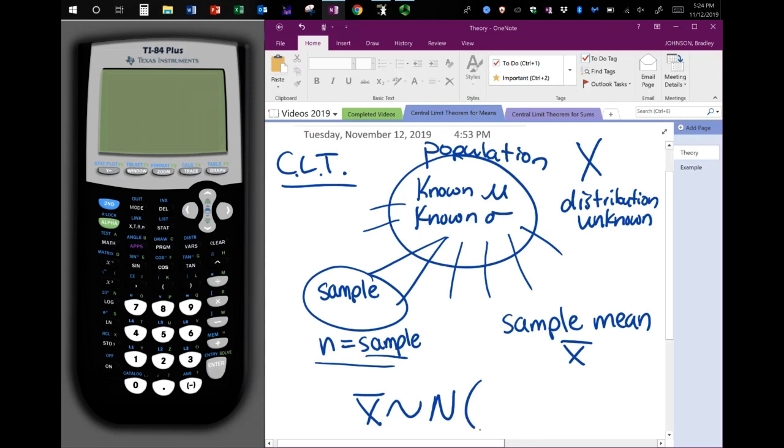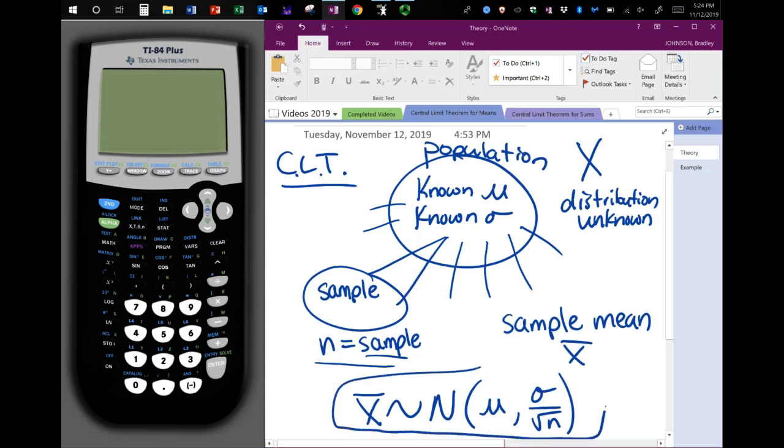So what ends up happening is that X bar is distributed normally, and if you think of sample means, the mu stays the same, but the standard deviation actually gets smaller. Everything shrinks closer to that true mean. And the standard deviation would be sigma over the square root of n. So you'll have to do a little bit of calculating when finding standard deviation for sample means. Okay, so that's just the brief breakdown of the theory.